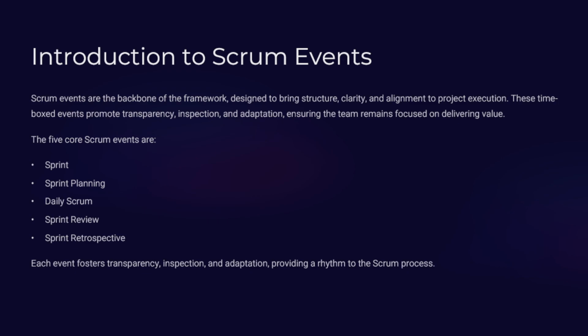Scrum events are the backbone of the Scrum framework, which is designed to bring structure, clarity, and alignment to project execution. These time-boxed events promote transparency, inspection, and adaptation. If you recall, we said that they are the main three pillars of Scrum, ensuring that the team remains focused on delivering value. The five core events we have mentioned include the sprint, sprint planning, daily scrum, sprint review, and sprint retrospective, which provide a rhythm to the Scrum process.